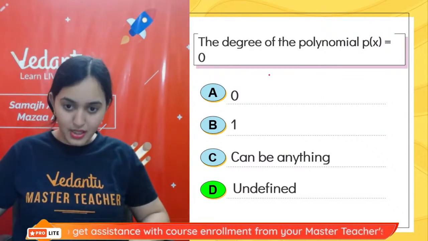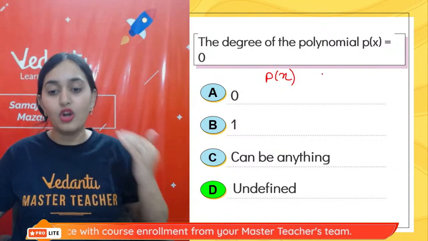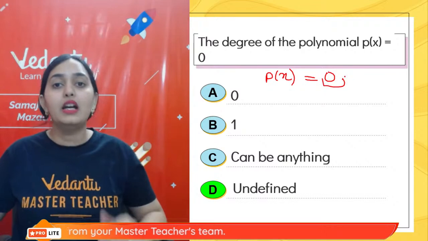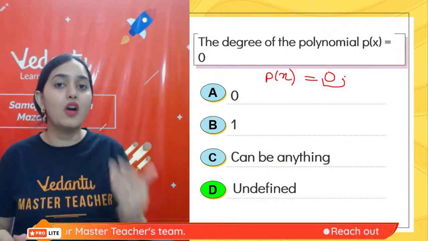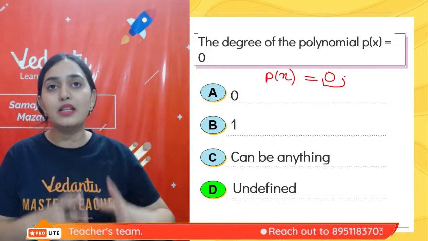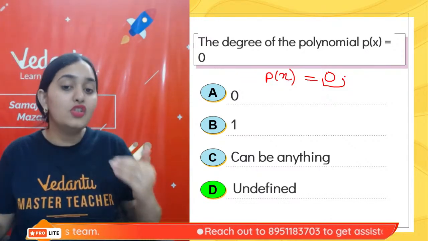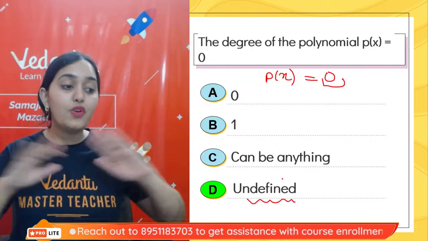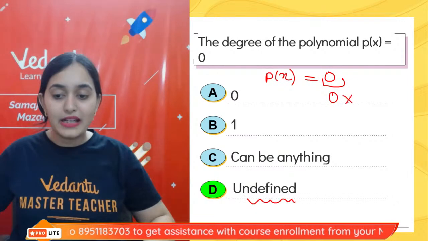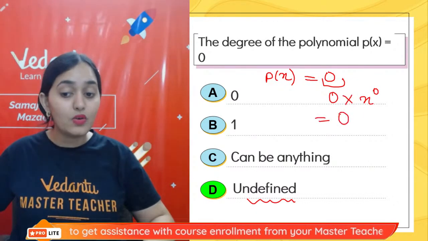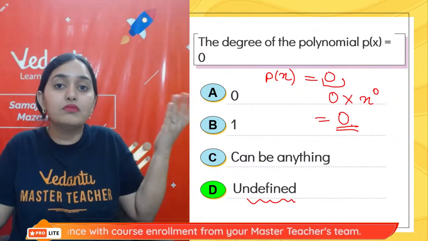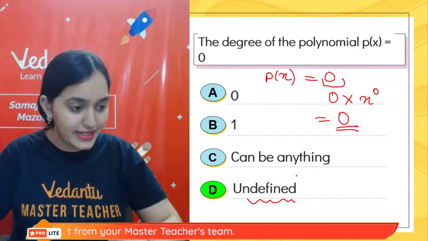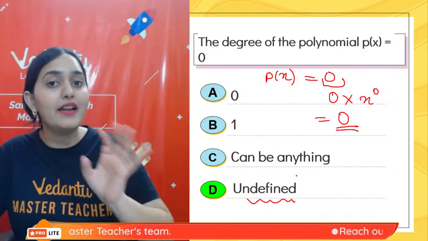For any polynomial px is equal to 0, 0 here is not considered to be a constant. Why? Because 0 multiplied to any variable is nothing. So you don't have any variable. Therefore, it is undefined. We don't have any variable. 0 multiplied by x to the power 0 is 0. So therefore 0 is what? No variable. It has no variable. That's why it is undefined. It's not 0. It is undefined.